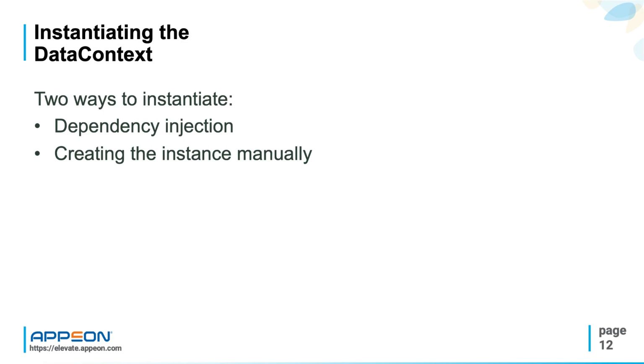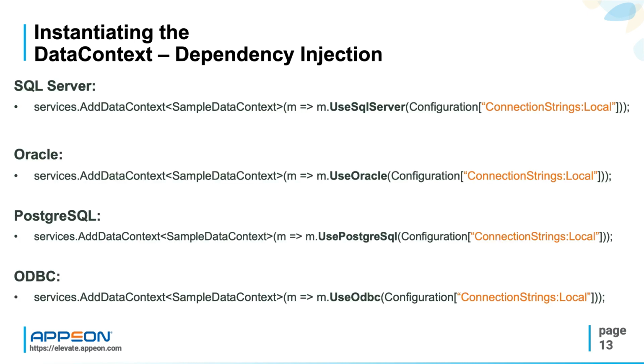Now, there are two ways to instantiate the data context. First, it can be done by dependency injection, or it can also be done by creating an instance manually. Following are examples of pseudocode that illustrate how to instantiate each different database type using the dependency injection method. You'll notice that the main difference is the use of UseSqlServer, UseOracle, UsePostgreSQL, or UseODBC.